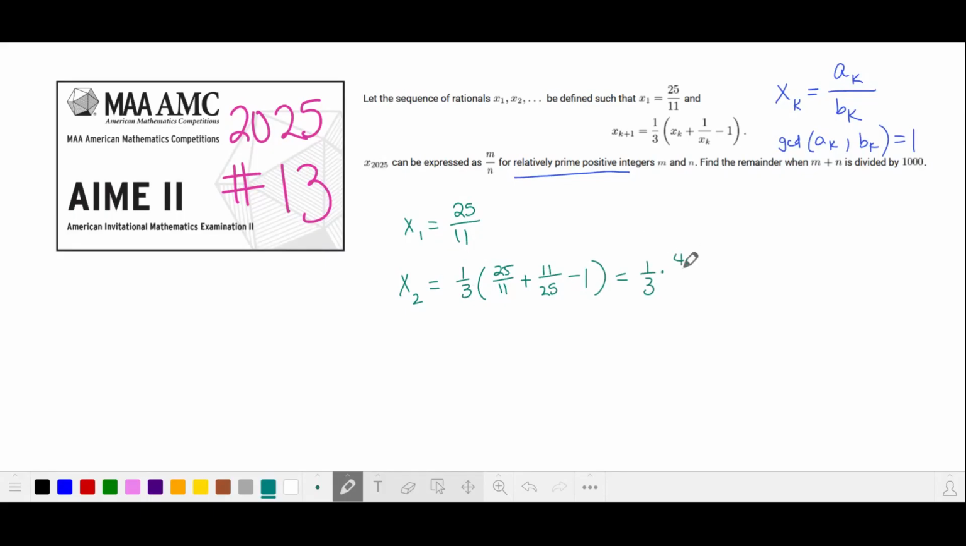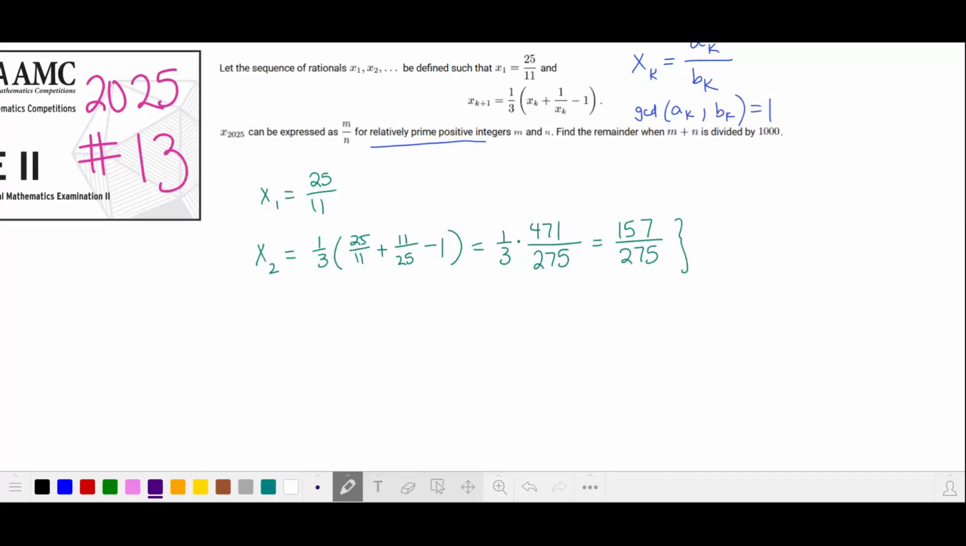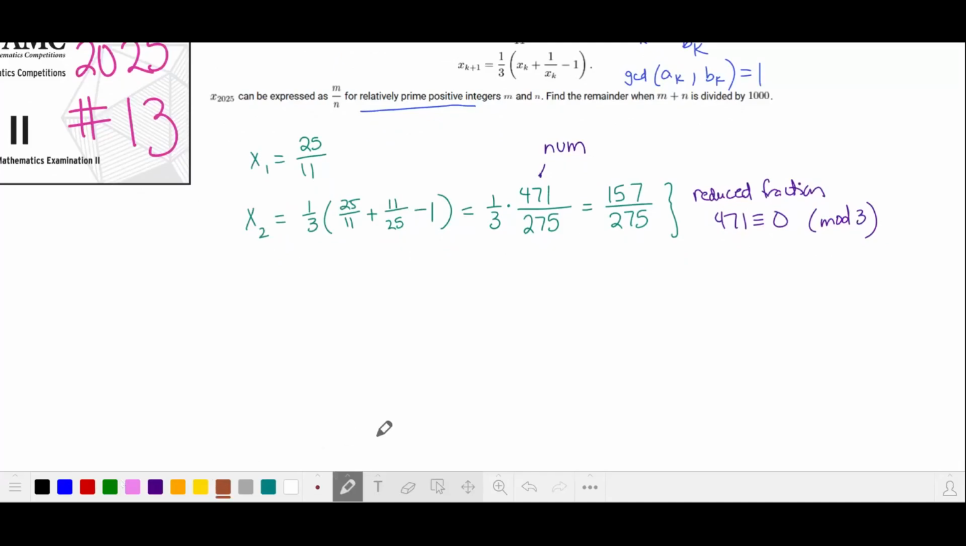Here inside the parentheses, our numerator is 471, so 3 divides evenly into it. So in this case, when we reduce our fraction, this numerator is a multiple of 3. Let's see if this happens for all of the terms in our sequence. So is the numerator, before we divide by 3, a multiple of 3?